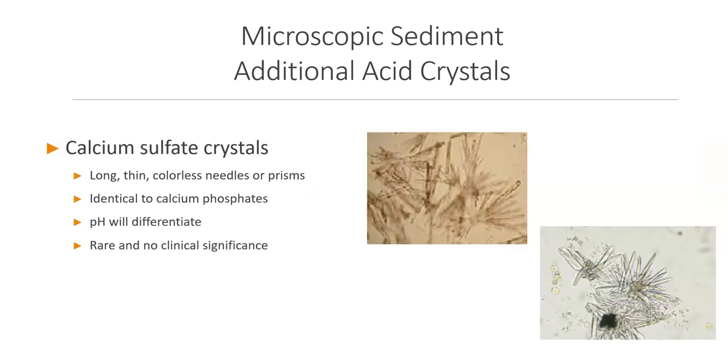Calcium sulfate crystals are long, thin, needle-like crystals. They appear similar to calcium phosphates. This is where the pH is important to note because this will differentiate between the two. These crystals are also very rare and they have no clinical significance.